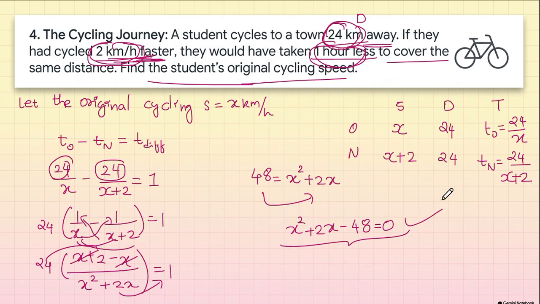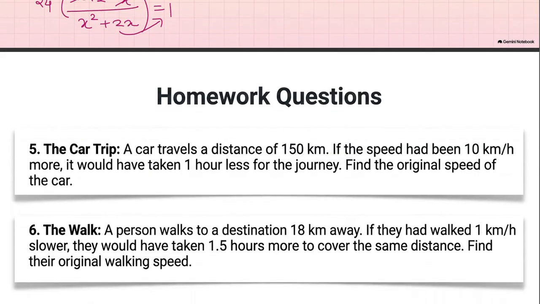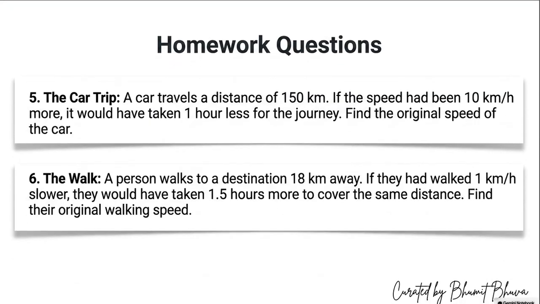Solve by using factorization, and you will get the original cycling speed. So this is a practice homework question for you. Try with the above table and the same steps. Find out the quadratic equation for both the questions and comment your answer in the comment section.